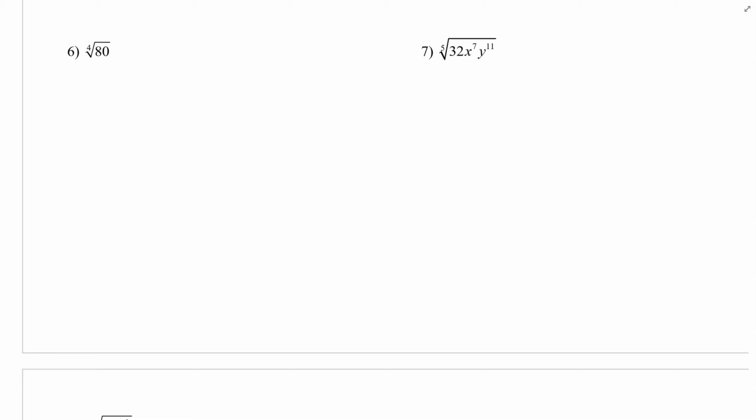Moving on to number 6, you may notice that now we have an index of 4. So I'm looking for perfect groups of 4. Maybe I could call that a quartet, right? Perfect quartets, groups of 4 identical factors.